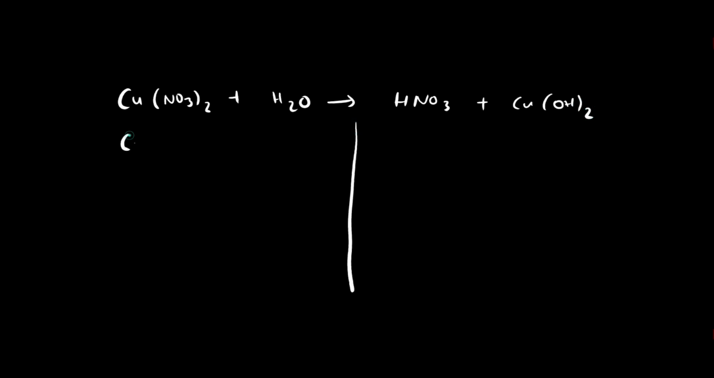We have 1 copper on the left, 1 on the right. We have 2 nitrate groups on the left and 1 nitrate group on the right. We have 2 hydrogen on the left and a total of 3 hydrogen, but we'll treat it separately. We have 1 hydrogen followed by 2 hydrogen.